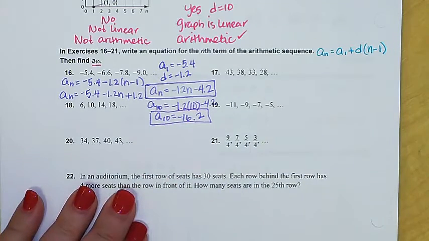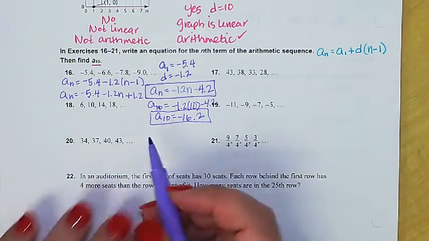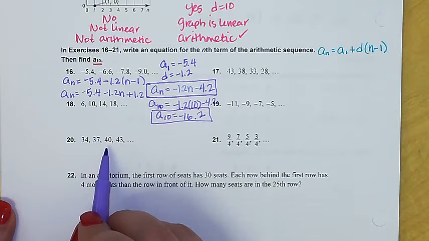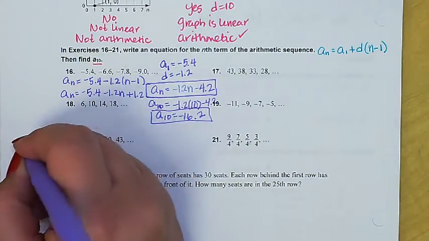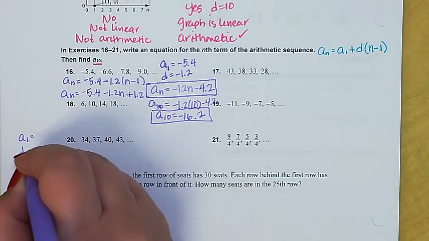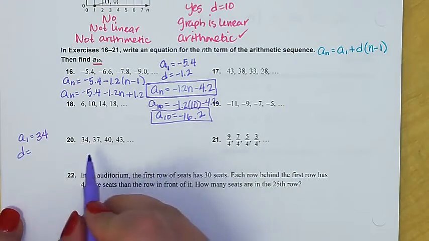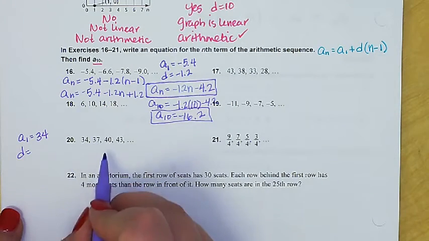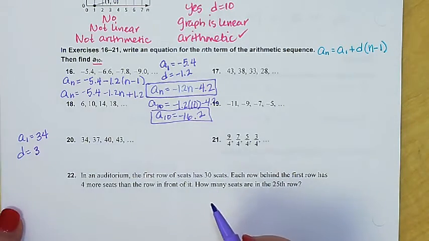Let's try another one. Let's try number 20. So on number 20, we want to do the same two things. We want to find the equation for the arithmetic sequence and then use that for the 10th term. So all I need to find is the first term and the common difference for this sequence. The first term is 34. I can see that here. That's our beginning number. And our common difference is 3. They're adding 3 every time. 37 minus 34 is 3. 40 minus 37 is 3. 43 minus 40 is 3, and so forth. So that is our common difference right there.